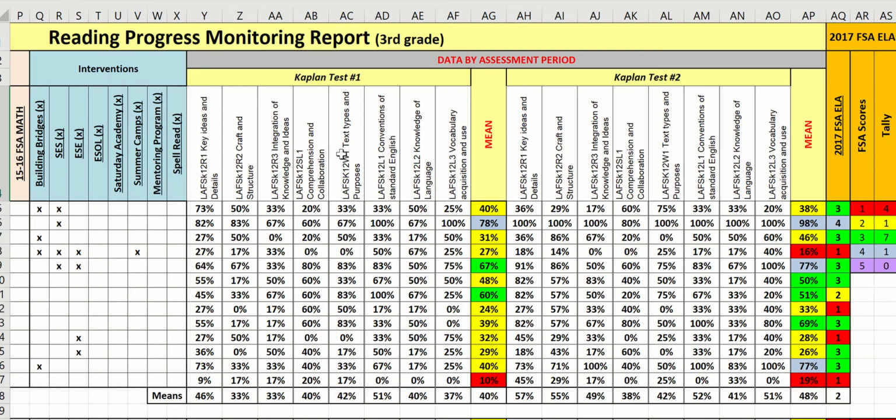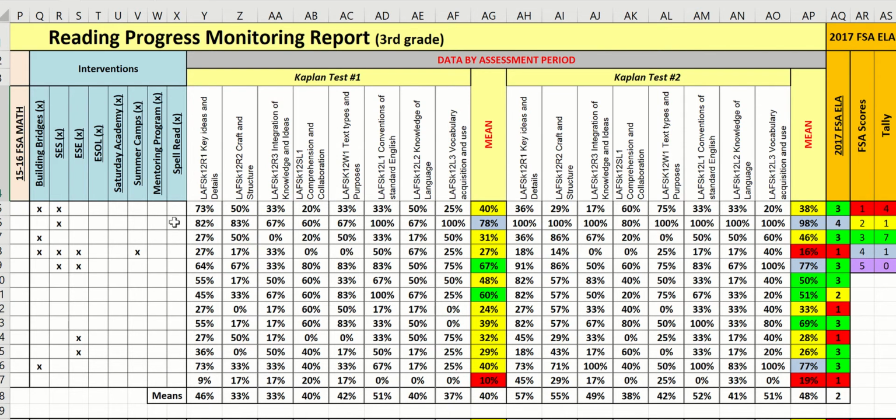All right, so on this end, we have two tests that are used in the school year. You have the Kaplan 1 and the Kaplan 2. During the school year, students will take several tests that kind of monitor their progress in mastering the standards. So these are the language arts standards that they are expected to master. Mastery would be at 100%, would be full mastery.